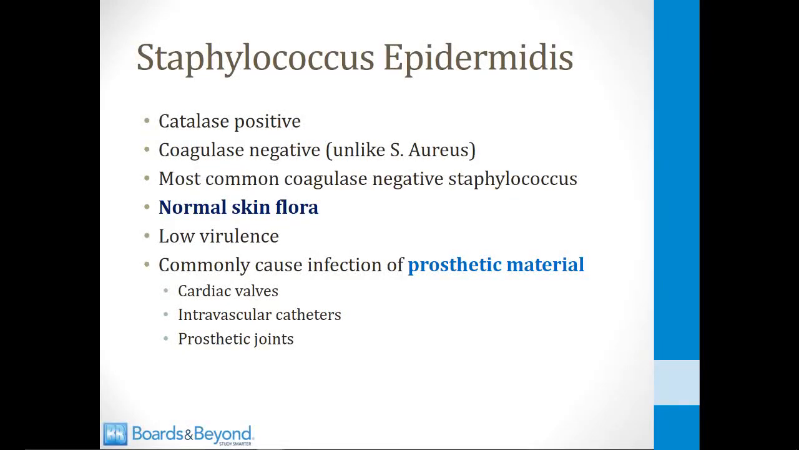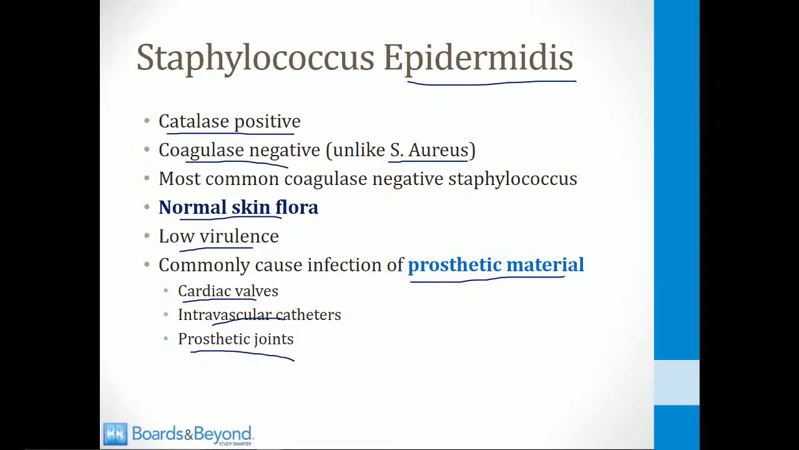Staph epidermidis is catalase positive, just like all staphylococci, but it is coagulase negative in contrast to Staph aureus. And there are actually a number of coagulase negative staphylococci, but the most common one is Staph epidermidis. It's part of the normal skin flora and it has a very low virulence. The one time it tends to cause infection is when there is prosthetic material in the body. It has the ability to latch on to these materials. That's why it causes endocarditis in patients with prosthetic cardiac valves. It also can infect intravascular catheters or prosthetic joints.